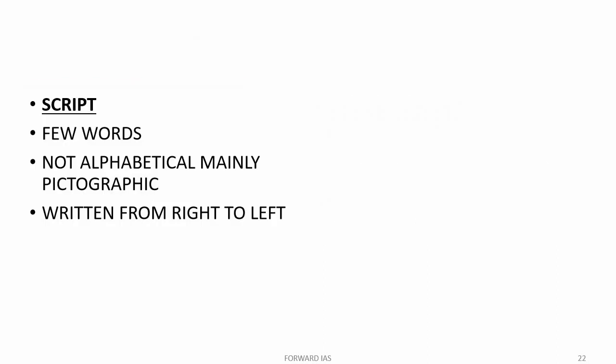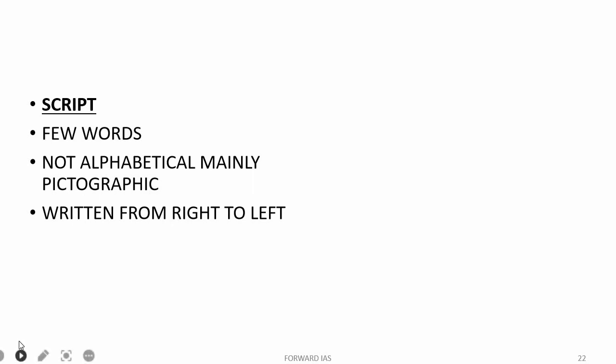Let's see the script of the Indus Valley people. There is no clear idea about the script of the Harappan civilization because it is not yet deciphered. This Harappan script is mainly pictographic. It is not alphabetical, it is pictographic. It contained only a few words. Usually it is written from right to left.